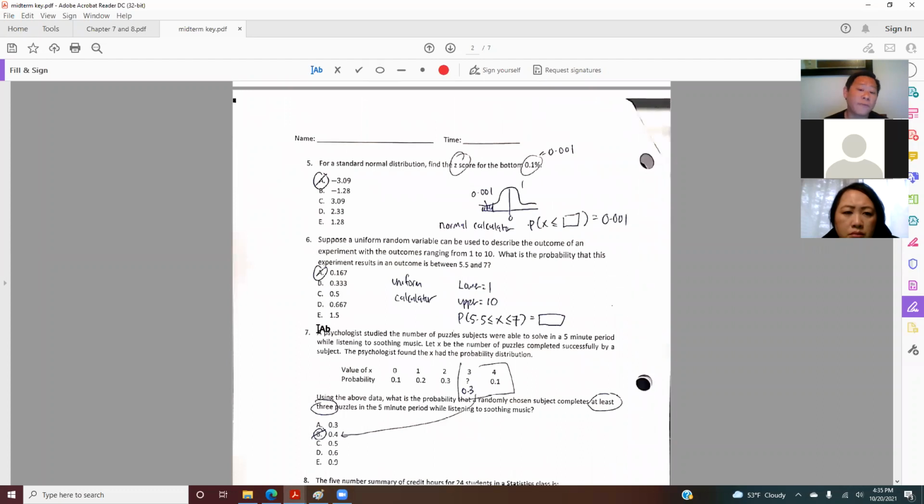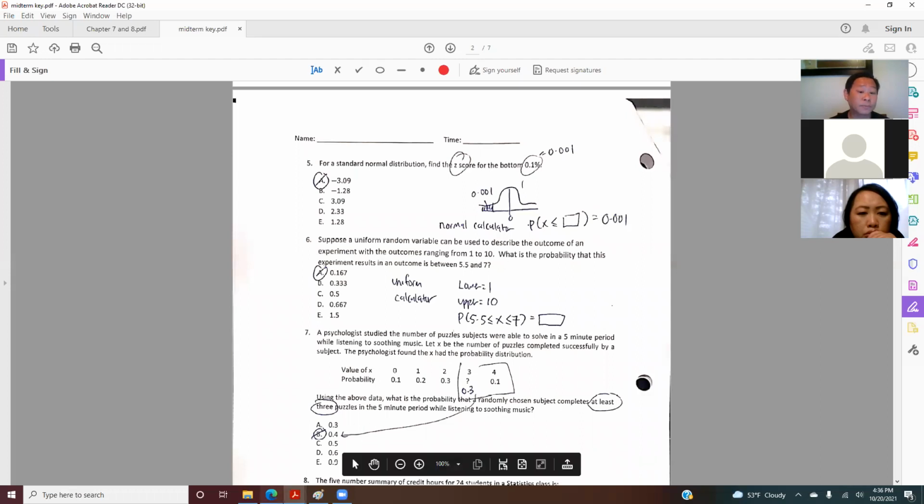Next, question 5. A lot of students make mistakes here because they cannot convert 0.1% into decimals. When I ask you to find the z-score of a bottom 0.1%, that means your shading in this case is going to be on the left. 0.1% is 0.001. So when you put it in your normal calculator, you have to leave this blank and use the less than or equal to because it's a bottom, and you have to put 0.001 in this case.